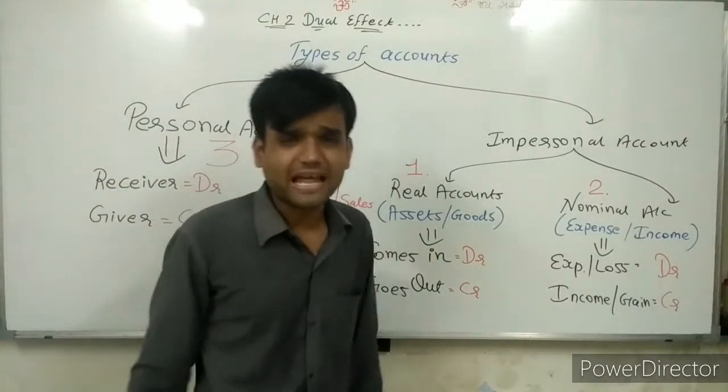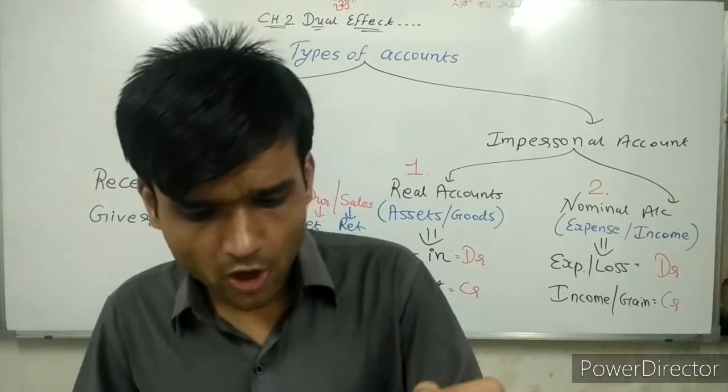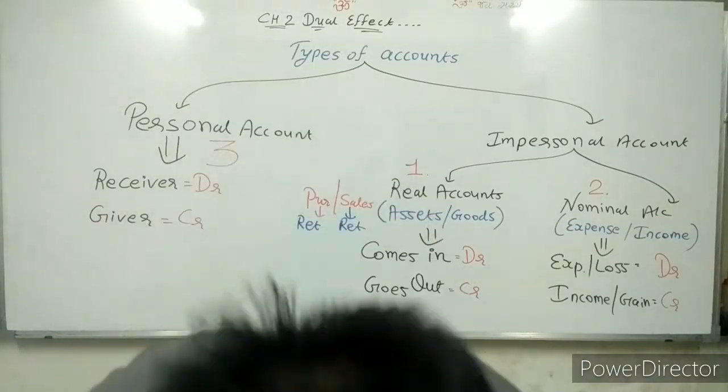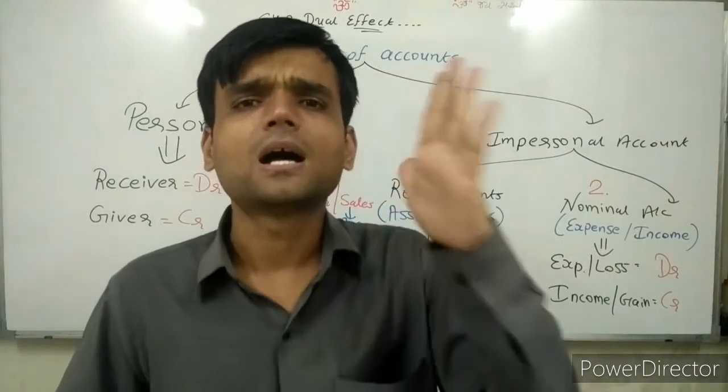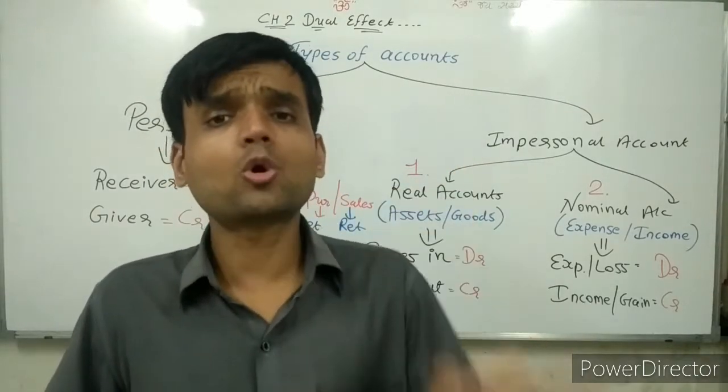Going ahead, next transaction. Goods of rupees 6,000 sold to Radha.